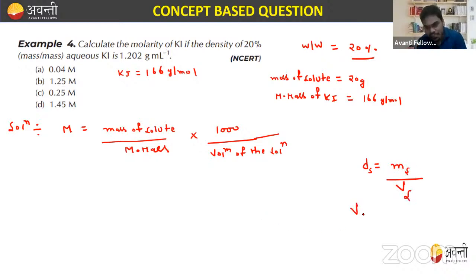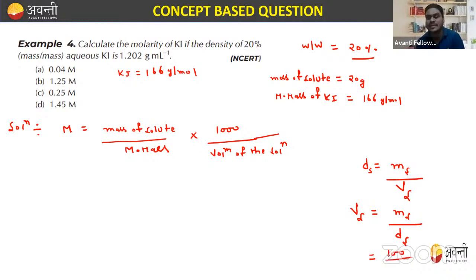If you have to calculate the volume of the solution, it comes out to be mass of the solution divided by density of the solution. Here, what is the mass of the solution? The mass of the solute is 20 gram out of 100 gram, because 20% means 20 gram out of 100 gram. This is mass percentage. So the mass of the solution is nothing but 100 gram.